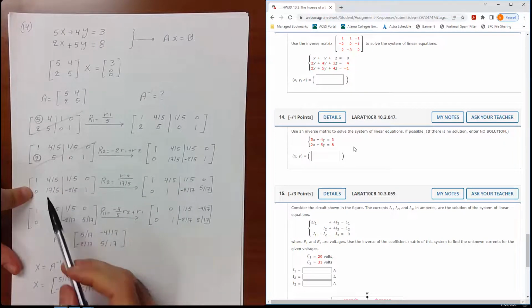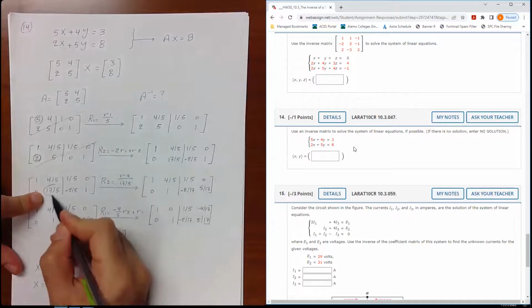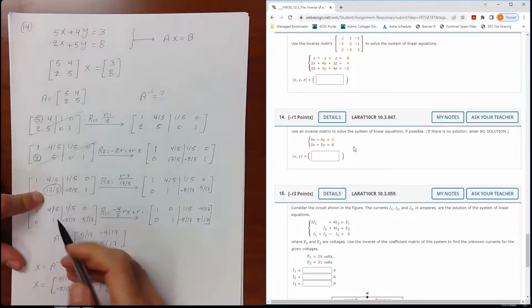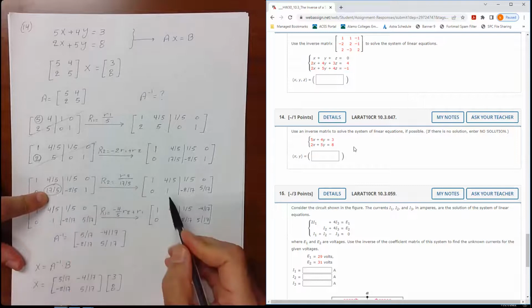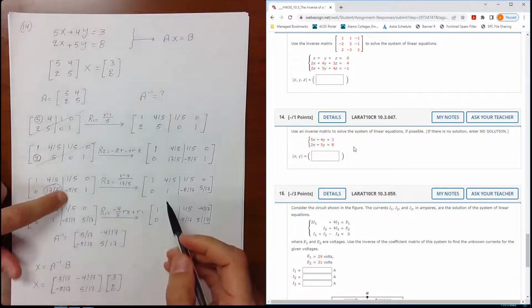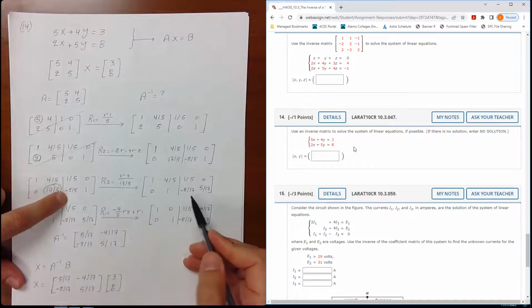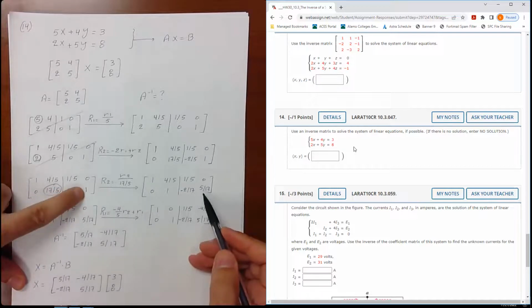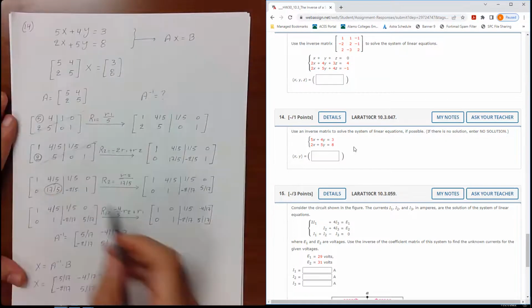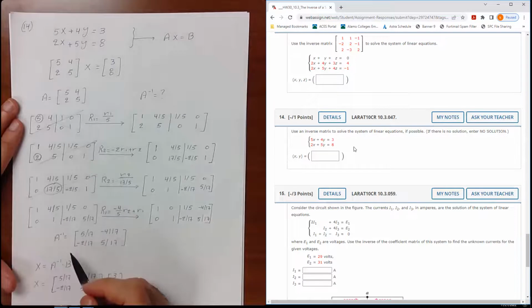Now I need to convert this number in this location to 1. So I'm going to divide by 17 over 5. It's going to be 1. 2 over 5 divided by 17 over 5 is going to be -2 over 17. And 1 divided by 17 over 5 is going to be 5 over 17. So here is the new matrix. I'm not going to look for this one anymore. Here is my new matrix.